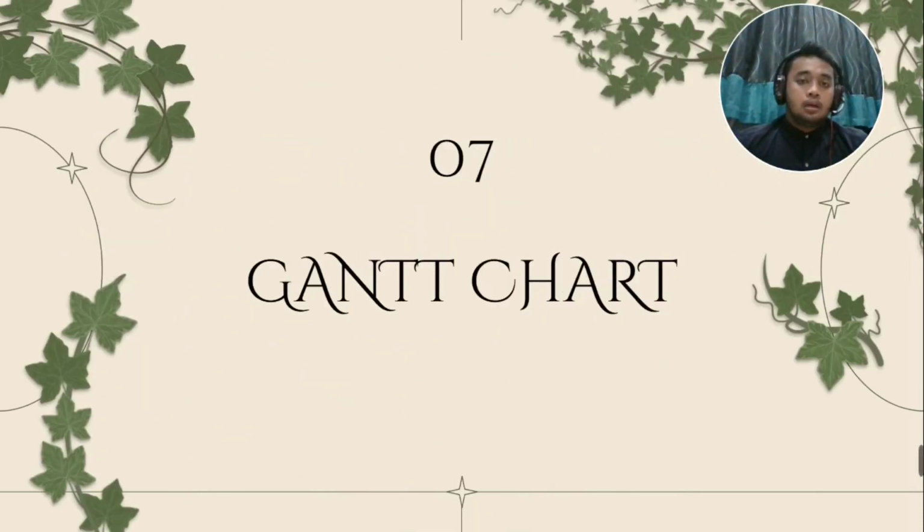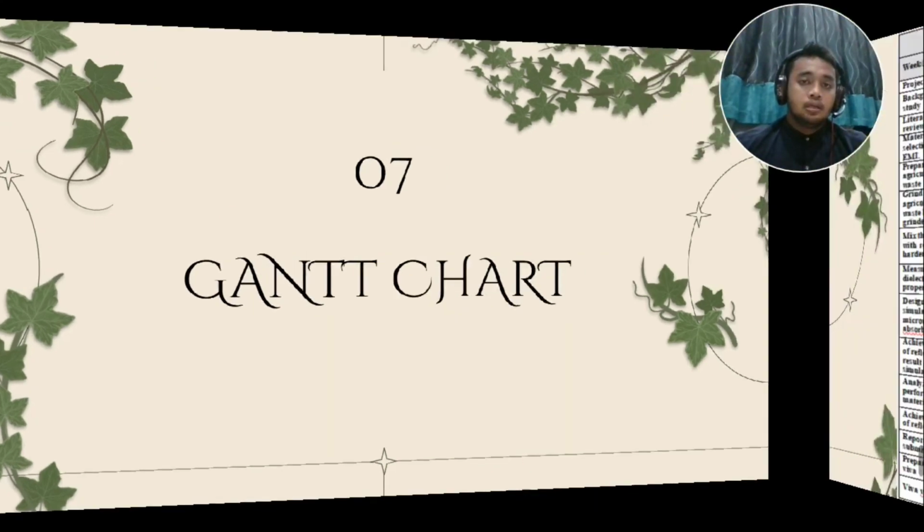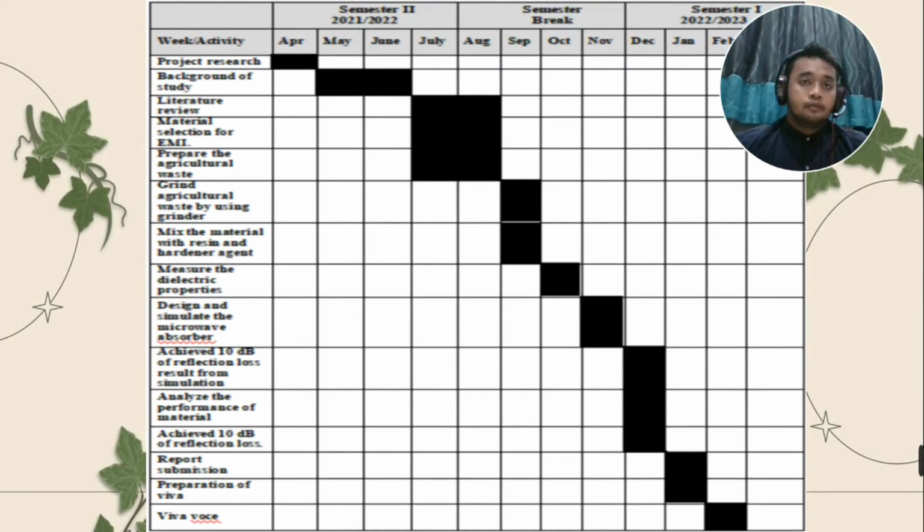Now, this is my Gantt chart. For the first week, I do a project research, and then for the next 2 months, I do a background of study, and I also check the literature review, go for the material selection, and prepare the agriculture waste, and this also follows the methodology I have described before. And the last one, after I achieve the 10 dB of reflection loss, I will do the report and submission, and also preparation of the viva like now.